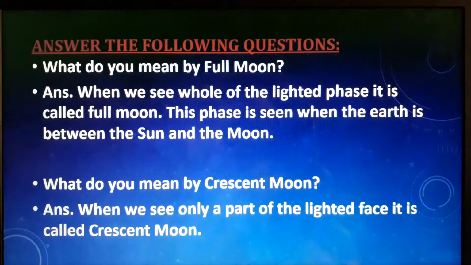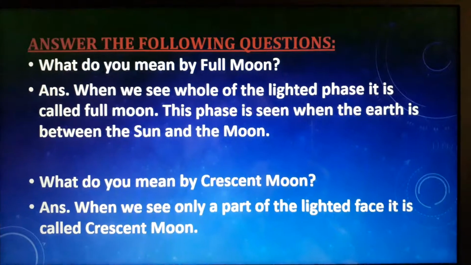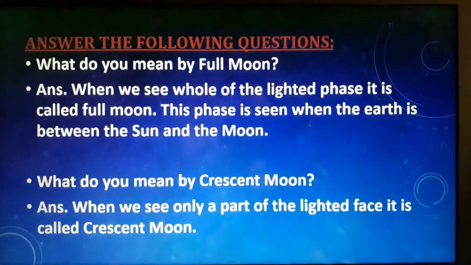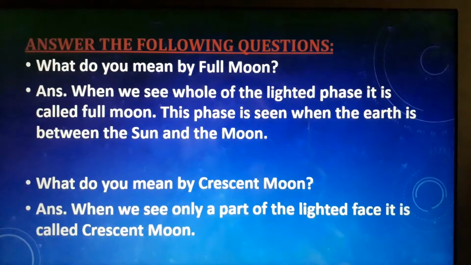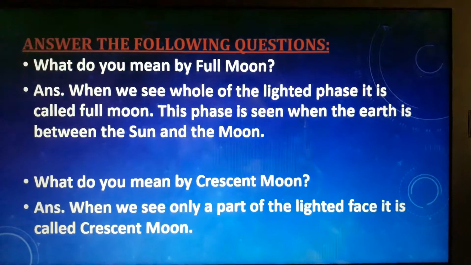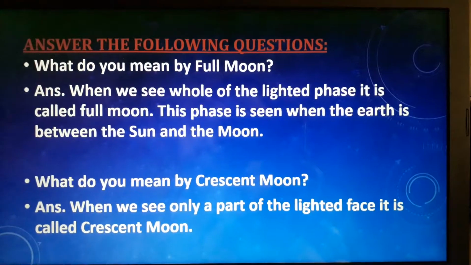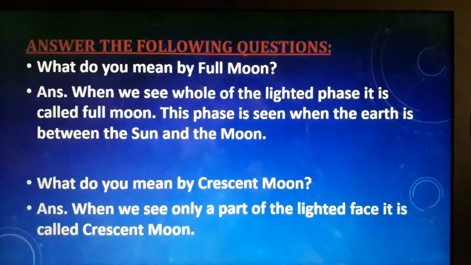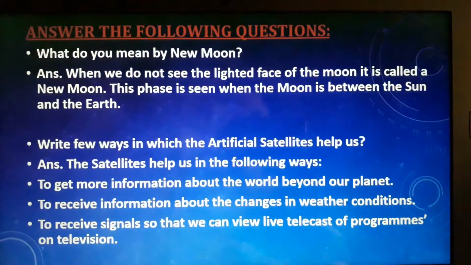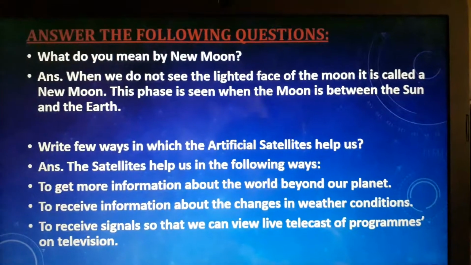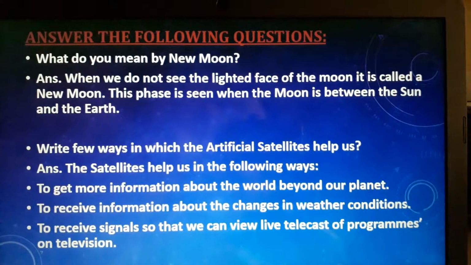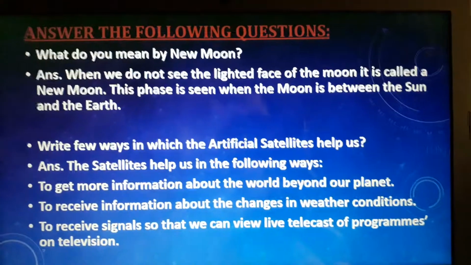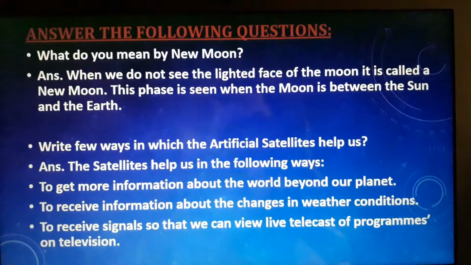Answer the following questions. What do you mean by full moon? When we see whole of the lighted phase, it is called full moon. This phase is seen when the earth is between the sun and the moon. What do you mean by crescent moon? When we see only a part of the lighted phase, it is called crescent moon. What do you mean by new moon? When we do not see the lighted phase of the moon, it is called a new moon. This phase is seen when the moon is between the sun and the earth.